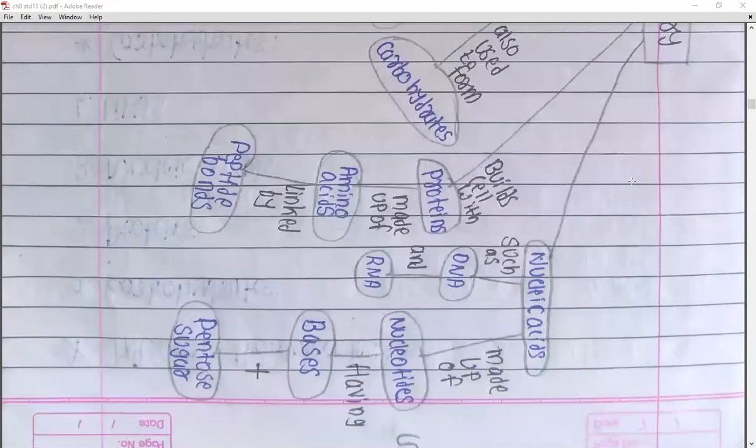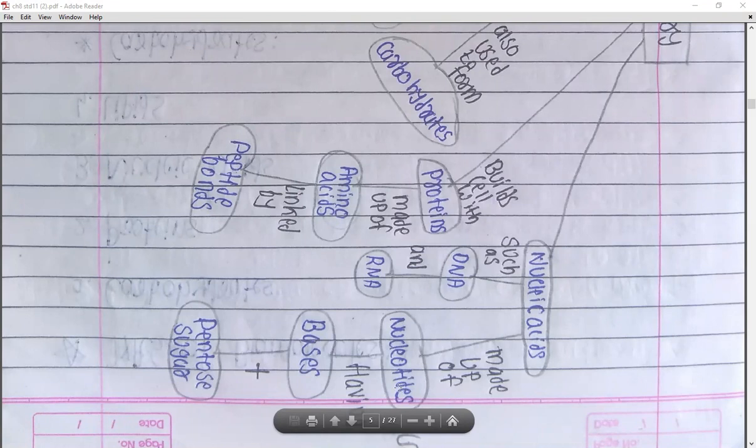Next is the fourth one, the nucleic acids. There are two main types of nucleic acids, the DNA and the RNA, which are found in the animals. These nucleic acids are made up of nucleotides, and these nucleotides are made up of two things: first the bases and second the pentose sugar.